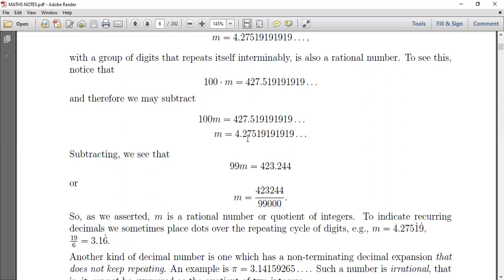The reason why are we subtracting? If I subtract this from this, you see that the 191919, which goes up to infinity, we will subtract each other and we end up having 0. Like for example, here 9 minus 9, I get 0. 1 minus 1, I get 0. 9 minus 9, I get 0. So if there are other 19s before, which go up to infinity in 100M, and I also have M here with 19, these 19s will subtract each other, and then I get 0.